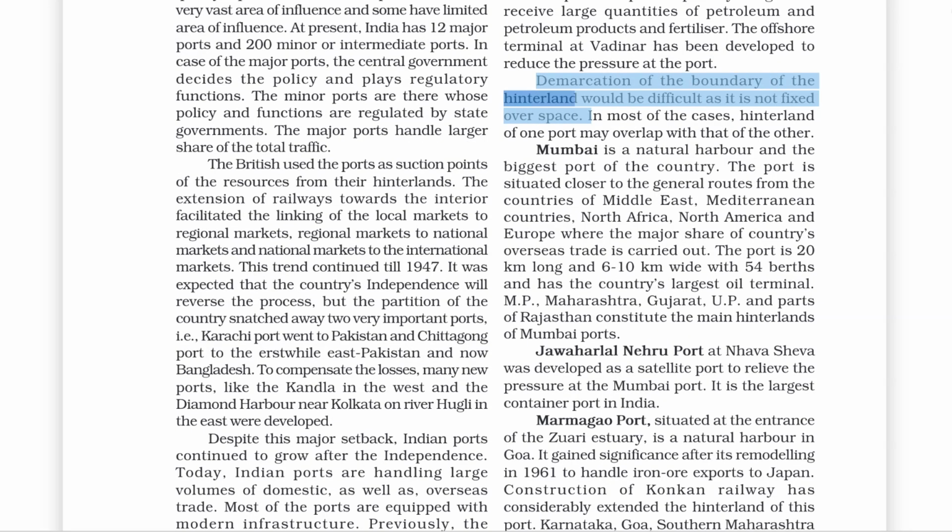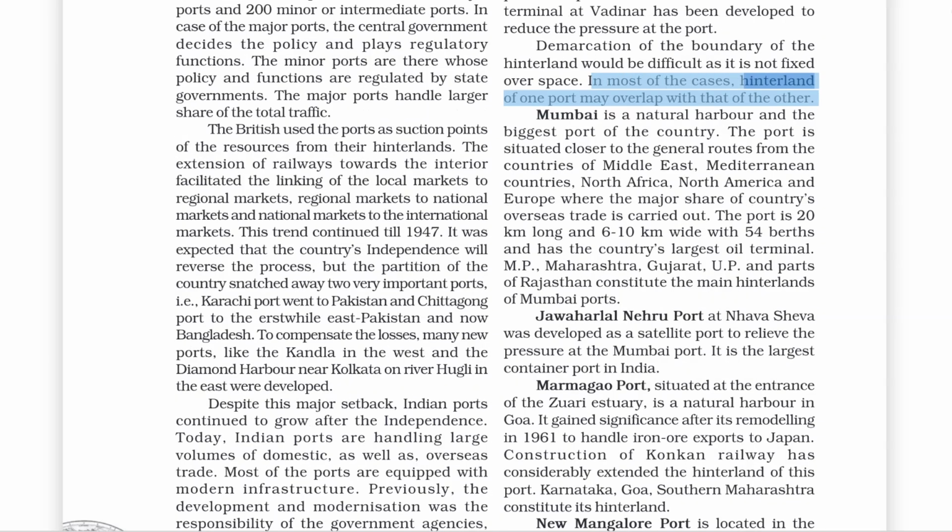Demarcation of the boundary of the hinterland would be difficult as it is not fixed over space. In most of the cases, the hinterland of one port may overlap with that of the other.